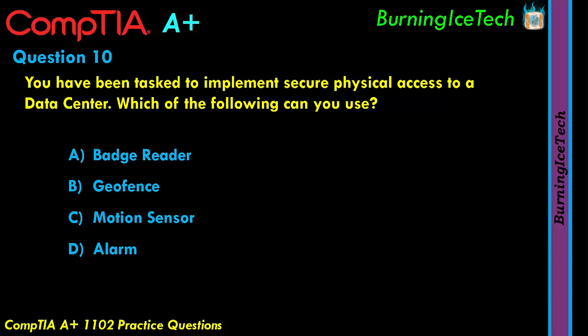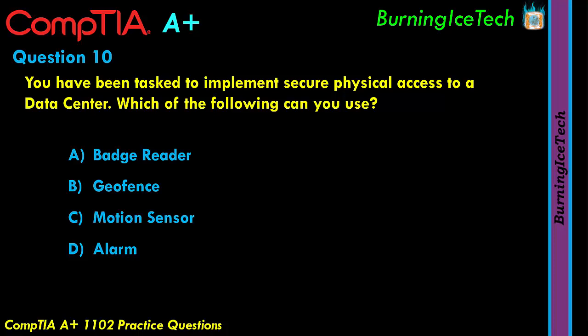C says motion sensors. So yes, motion sensors are a form of physical security, I would say, but it's not going to prevent people from physically accessing that data center. It will only let you know when someone is in there because it might trigger some sort of alert, but it's not going to actually stop them from getting in to begin with. We want to stop them. And to stop them, a badge reader seems to be the way.